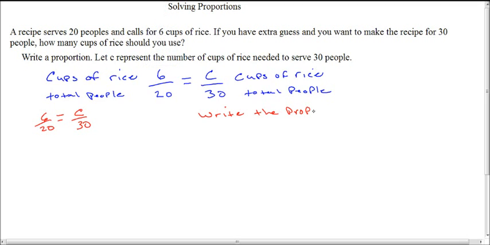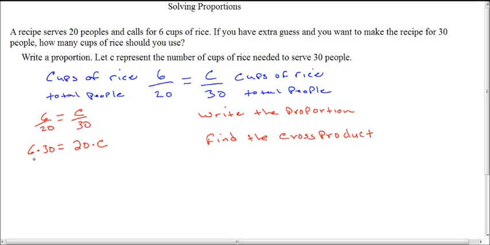Write the proportion. Next step is to find our cross product. So if we take 6 times 30, that must equal, on the other side, 20 times C. Yes, so what we did is find the cross product. Now the third step, you're correct: we will just go right ahead and multiply.